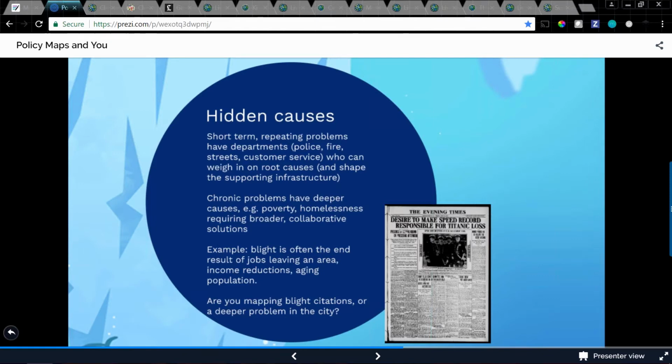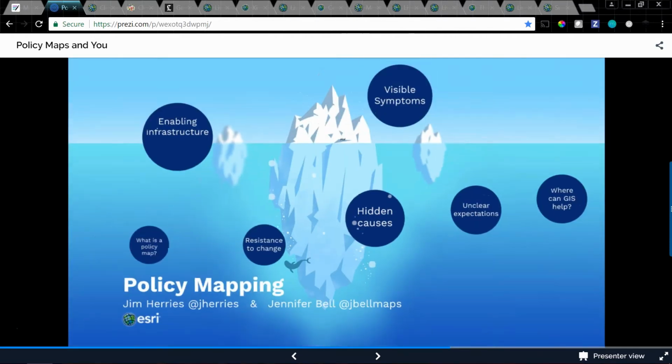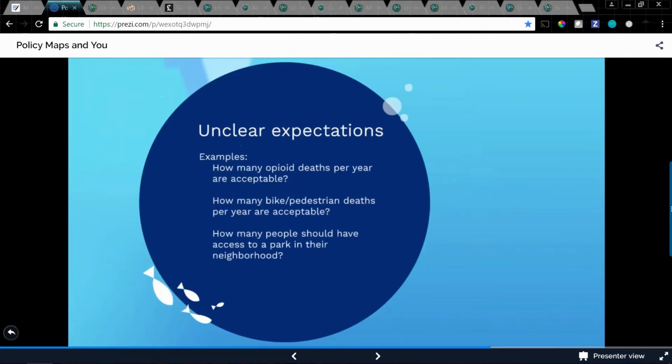So we always try to ask people, are you mapping data? Are you mapping the symptoms? Are you mapping the deeper problem related to the symptoms? They're all connected. We're not saying you can't be successful just by mapping the symptoms. That's not the case. We always need to start there. But the more you dig, the more useful your policy maps are going to be. And then we have found we almost always run into a little bit of a conundrum.